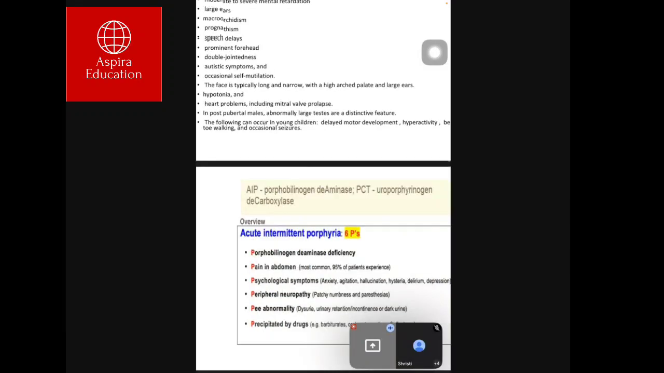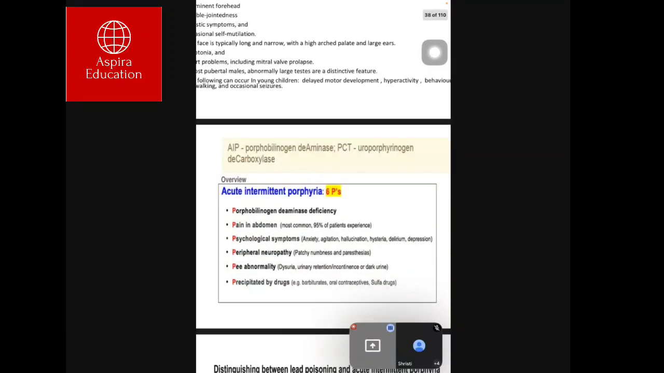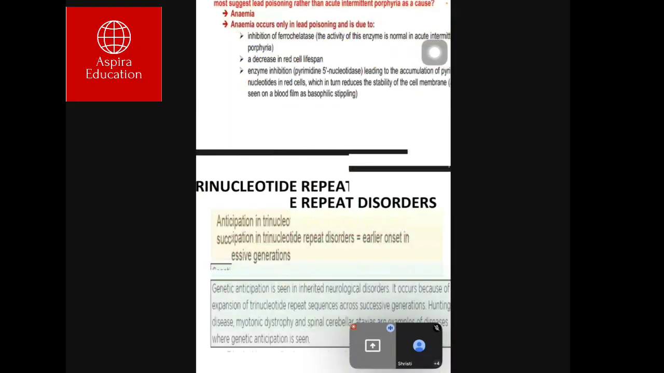Okay, sometimes I put these slides because they directly ask you what is the inheritance of AIP. They may tell you the patient is coming with neuropathy, pain in abdomen, psychological symptoms, and the patient's symptoms got worse after taking sulfa drugs, or the patient is on OCPs and the pain is increased. What is the inheritance of this? So at that time you have to understand that they're talking about acute intermittent porphyria and accordingly answer the inheritance.